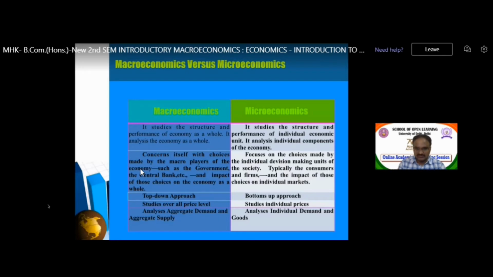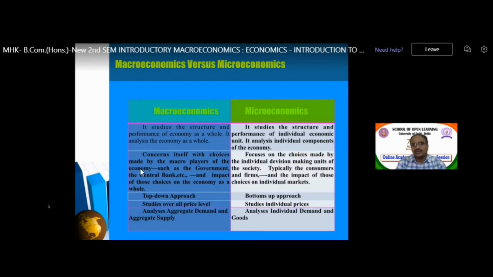Bottoms-up approach means first we fix the price. According to that, demand increases or decreases. According to the price increasing or decreasing, they can make the decision. Got the point? Top-down approach and bottoms-up approach. So the top-down approach is related to macroeconomics, and the bottoms-up approach is related to microeconomics.